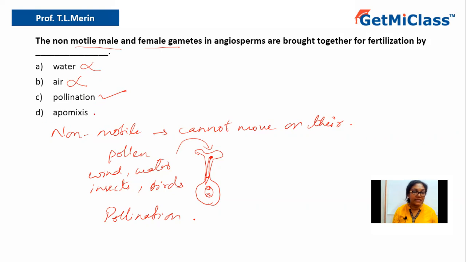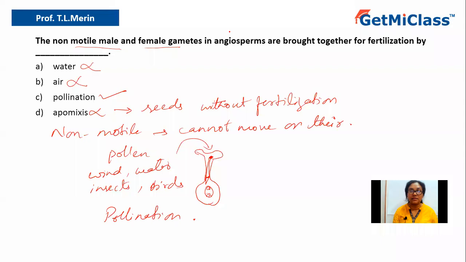Now, option D says apomixis. So, what is apomixis? Apomixis is nothing but the production of seeds without fertilization. So that is another process. Here, it doesn't need any fertilization, doesn't need the help of the pollen grain. So hence it is ruled out.